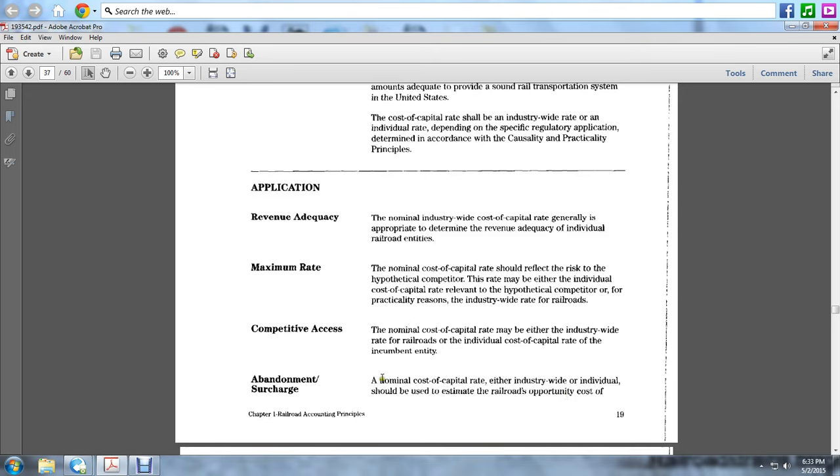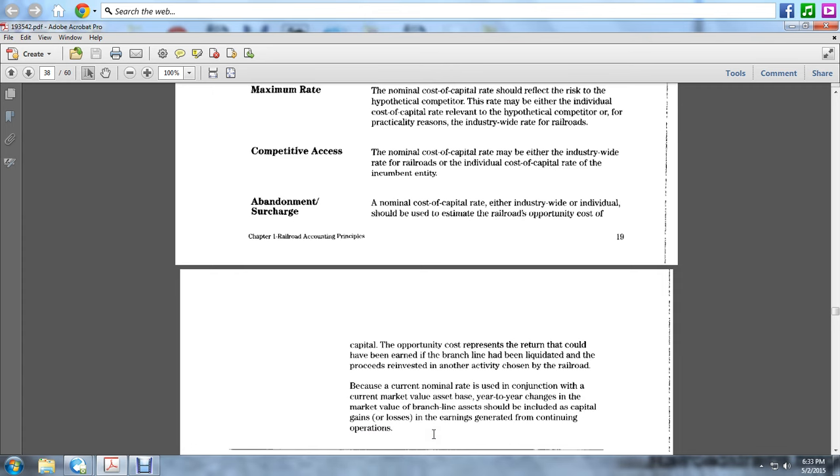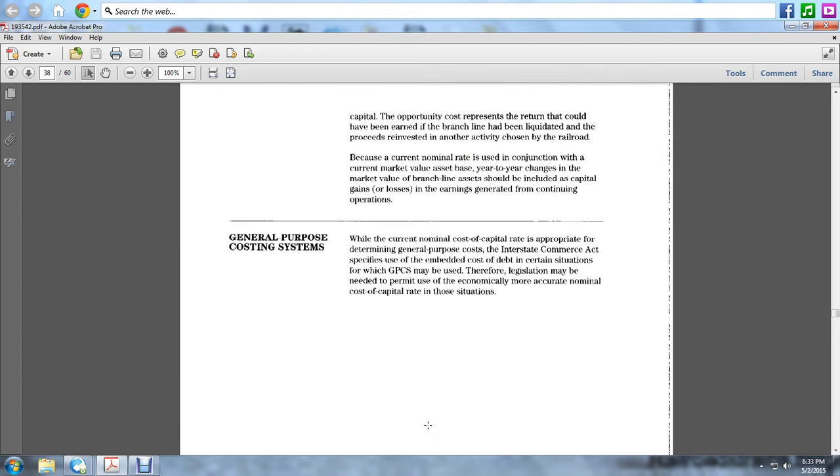For abandonment and surcharge, the nominal cost of capital rate, either industry-wide or individual, should be used to estimate the railroad's opportunity cost. The capital opportunity cost represents the return that would have been earned on a branch line that had been liquidated, with the proceeds reinvested in other activity chosen by the railroad. Because the current nominal rate is used in conjunction with the current market value, assessed based on year-to-year changes in the market value, the branch line assessed should include capital gains and losses as well as the earnings generated by the continuing operations.